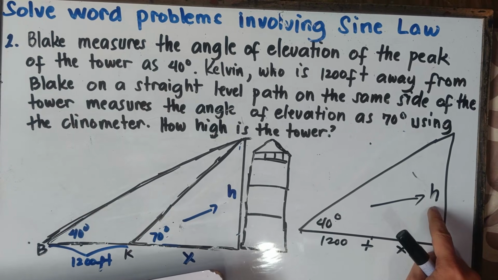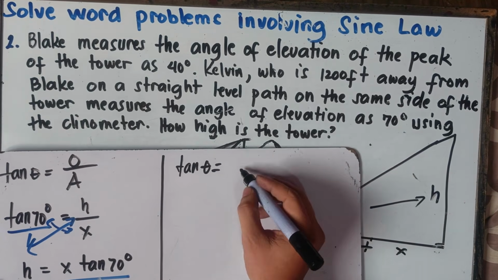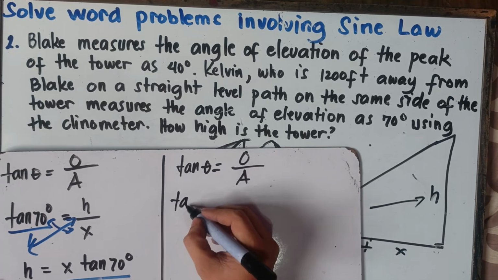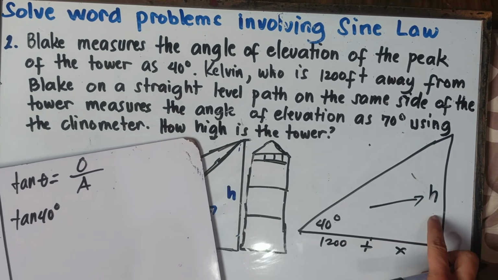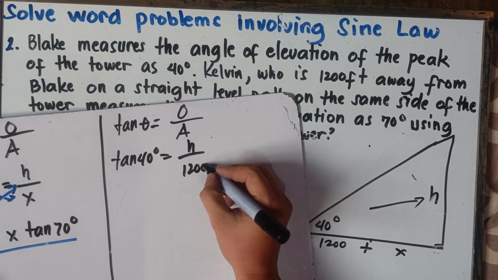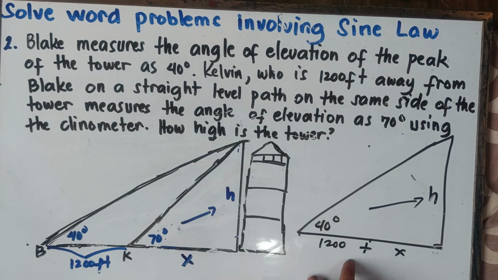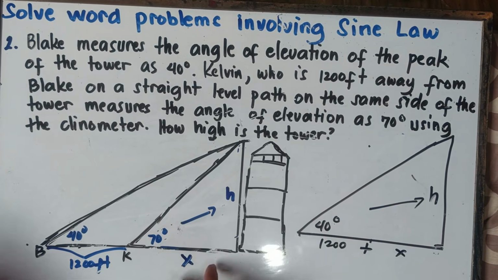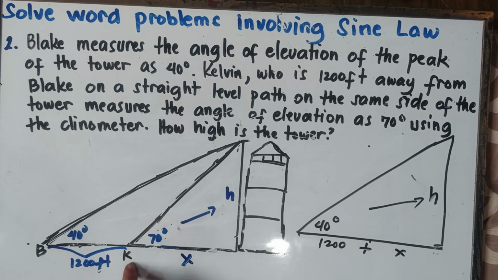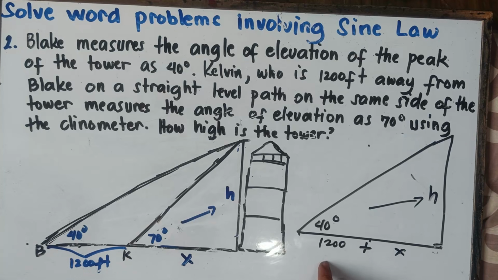Alright, so opposite is h. So we have tangent theta, which is equal to opposite over adjacent. Tangent 40 degrees is equal to opposite, h, over adjacent, 1,200 plus x. I hope it's clear, class. 1,200 is the distance from Blake to Kelvin. And then x right here, we don't know the measure from Kelvin to this tower. This adjacent side, we don't know the measure, so that's why we put x. So therefore, 1,200 plus x will be the total measure, class.